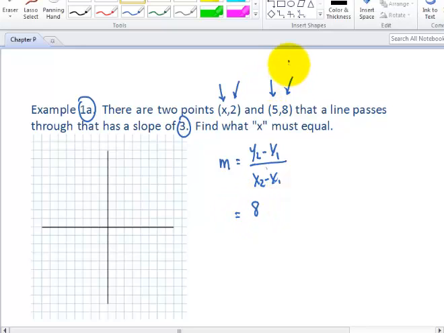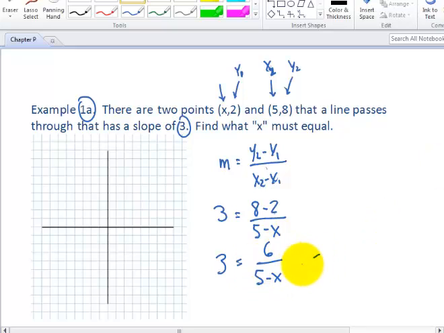We have 8 minus 2 over 5, this is x1 over, this is x2, I'm sorry. So we have 5 minus an unknown value. Let's put x, and that's got to equal the slope of 3. So what we have to do is figure out 3 equals 6 over 5 minus x. I've got to figure out what x has to be to make this work.